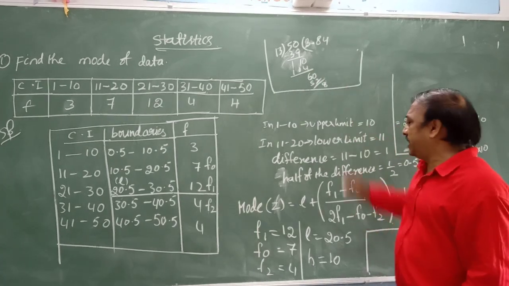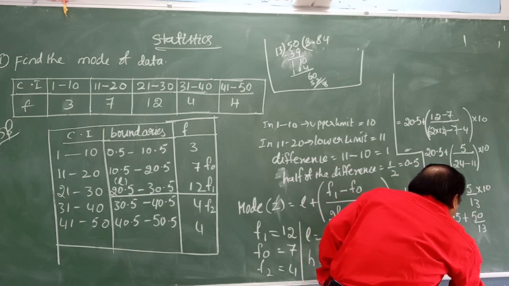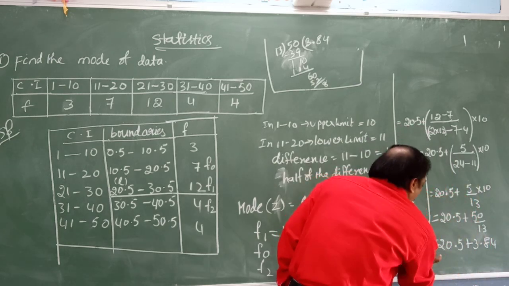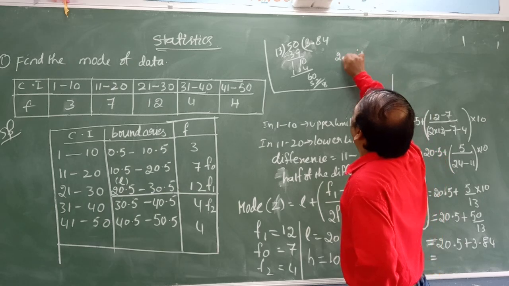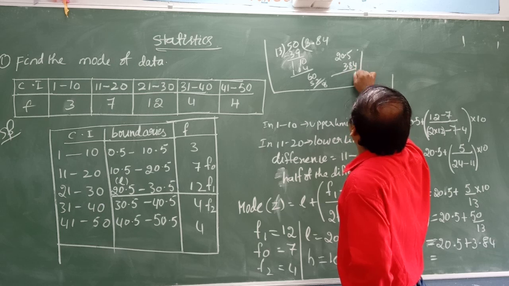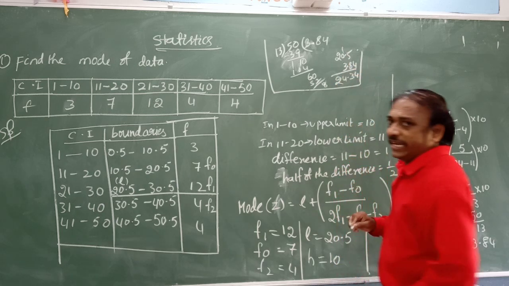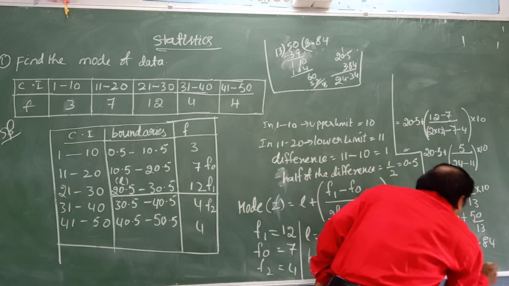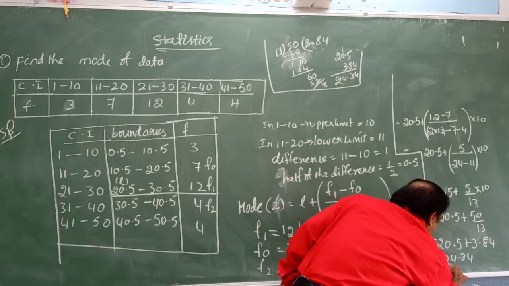3.84 approximately. So here, which is equals to 20.5 plus 3.84. Now these two, if you add 20.5 plus 3.84, then 4, 8 plus 5, 13, 4, 24.34. Therefore, mode is equals to 24.34.